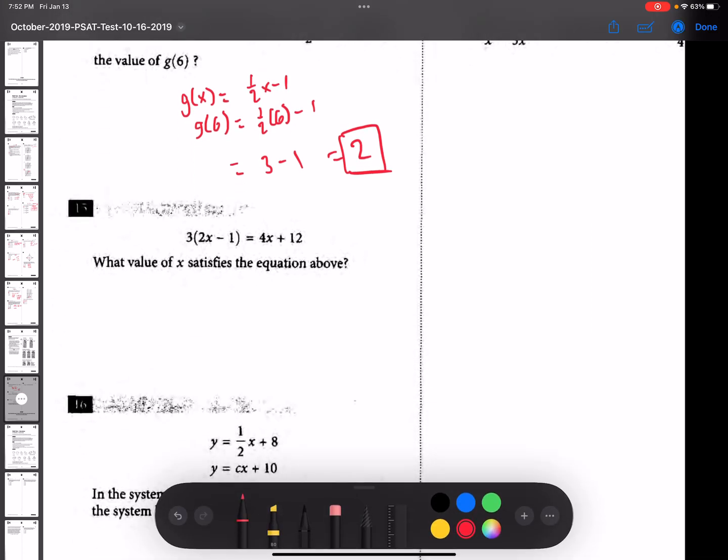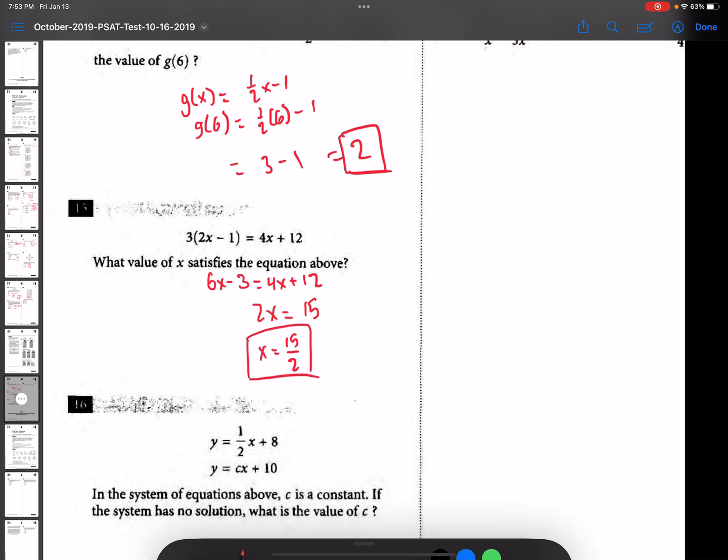Number 15. What value of x satisfies the equation above? So 6x minus 3 is equal to 4x plus 12. Now we subtract, 2x is equal to 15. So x is equal to 15 over 2.